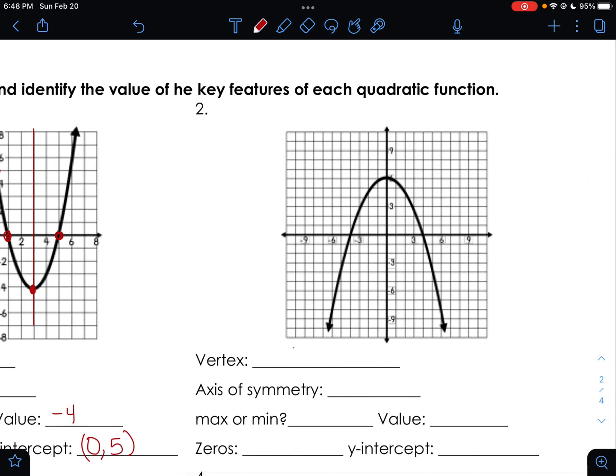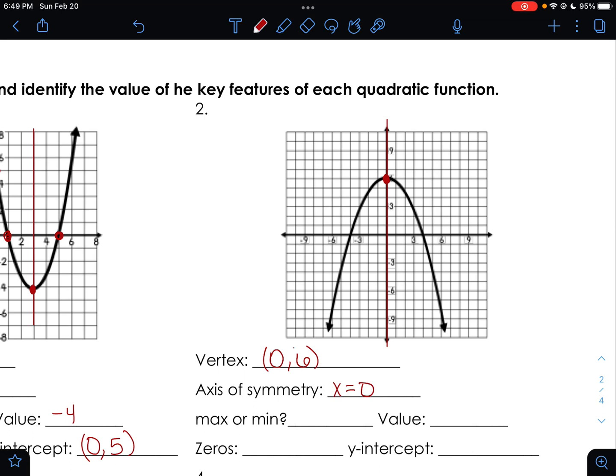Okay, looking at the next one. The vertex is right here. That looks to be at 0, 6. Its axis of symmetry, remember, it's a vertical line that cuts through the vertex. So it's right there. That would be x equals 0. It's always the x value of the vertex.